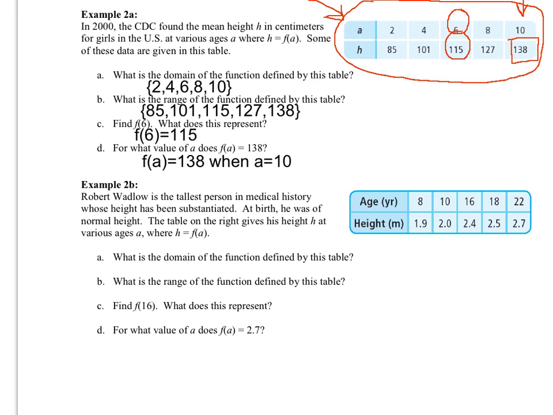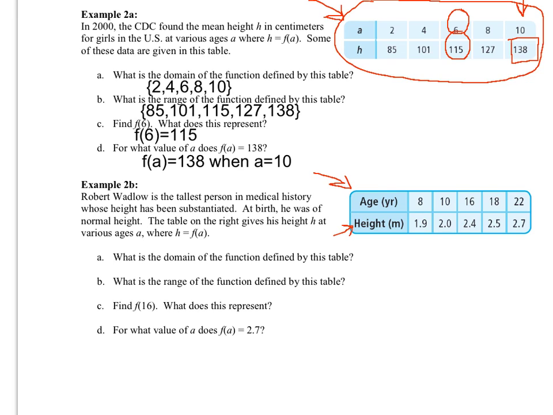Okay, example 2b. Robert Wadlow is the tallest person in medical history whose height has been substantiated. At birth, he was of normal height. The table on the right gives his height h at various ages a, where h equals f of a. So here are his ages: 8 years old, 10 years old, 16, 18, and 22. And then you have his height at those different ages.